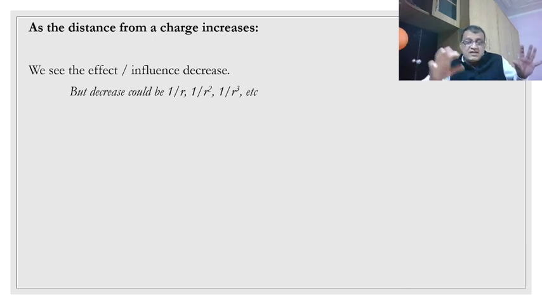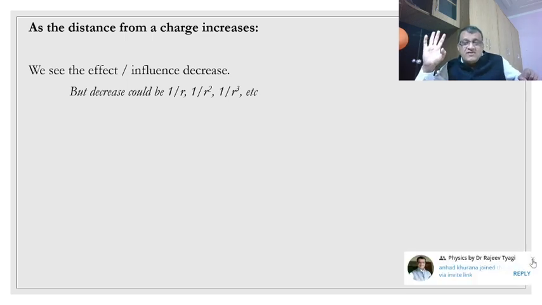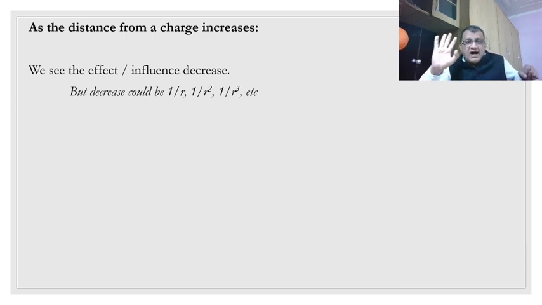See what the big Gabbar says? 50 kos dur. But even with that Gabbar, if you ask 200 kos dur, what happens? The Gabbar's effect is also gone. So there are two factors. One is how big your personality is, and in the case of electrostatics, we say how big the charge is. If the charge is more, the effect is more, and if the charge is less, the effect is less. But for a fixed value of charge, as you go away, your effect will keep on decreasing.